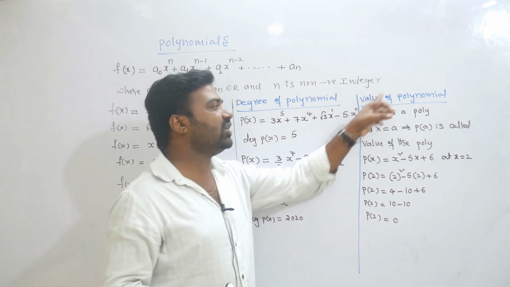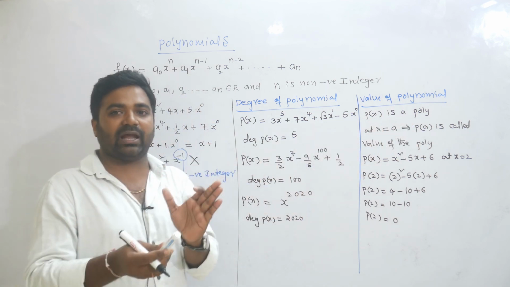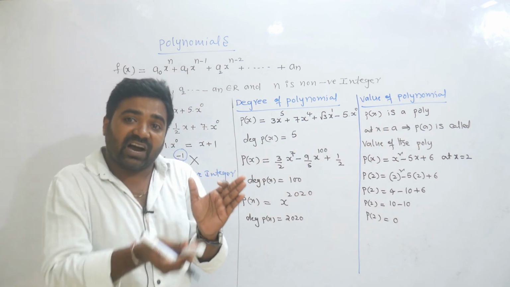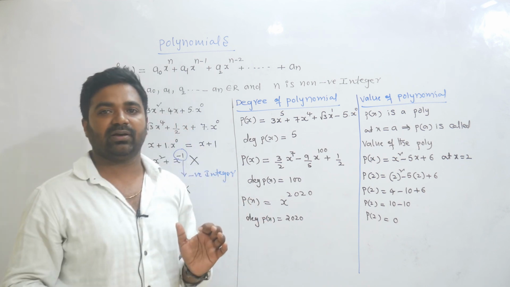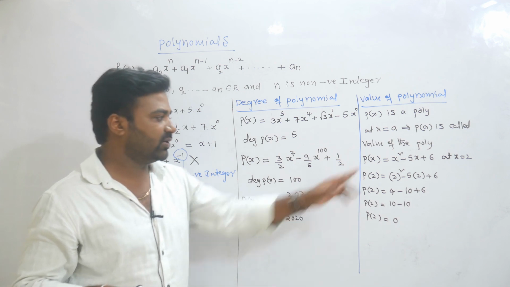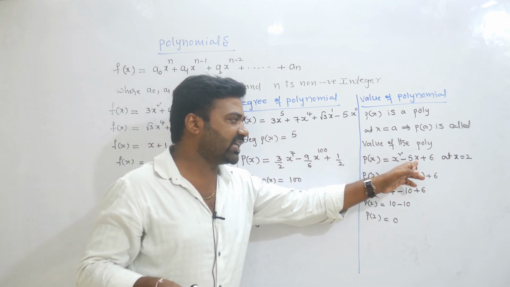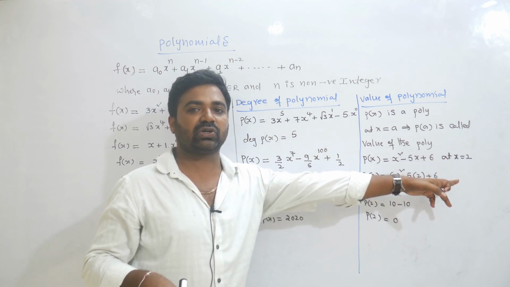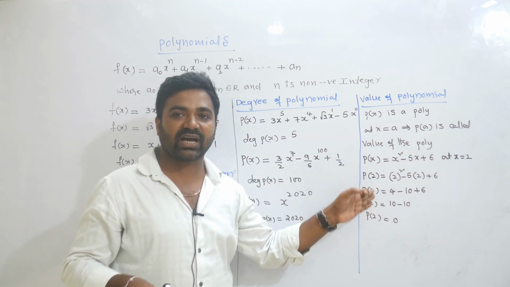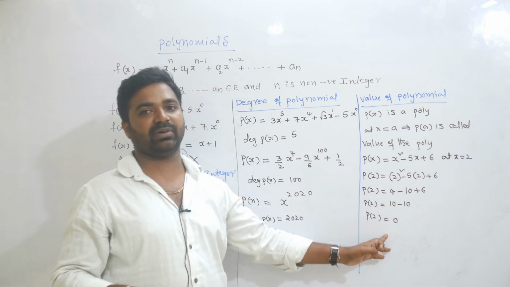Next, the value of the polynomial. p of x is a polynomial. At x equal to a, p of a is called the value of the polynomial. For example, p of x equal to x square minus 5x plus 6. At x equal to 2, that means p of 2, p of 2 is called the value of the polynomial. So we got the value of the polynomial.